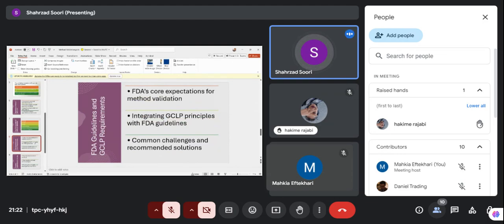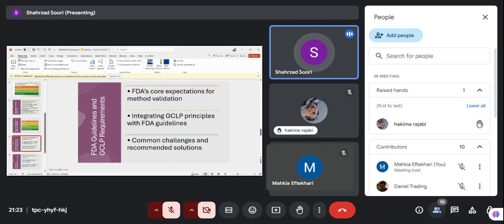The next slide is about FDA guidelines and GCLP requirements. Core FDA expectations of any method validation that we are using in GCLP labs are, first, develop clear validation protocols, and next, maintain evidence of reliability through validation reports and SOPs. SOPs are really important in conducting lab tests and any procedure in GCLP labs. And the last one is conduct continuous monitoring and periodic revalidation.